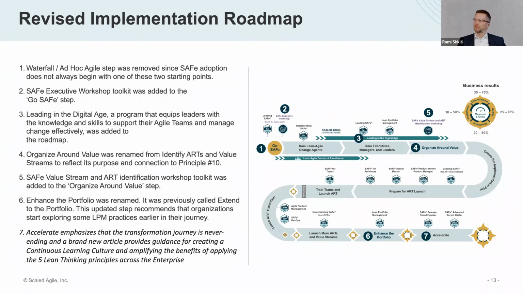And then just highlighting number 7, accelerate the value stream. Accelerate. Again, it's part of this continuous learning culture. It is highlighting, and there's a new guidance article explaining better how you actually do that as part of this model.